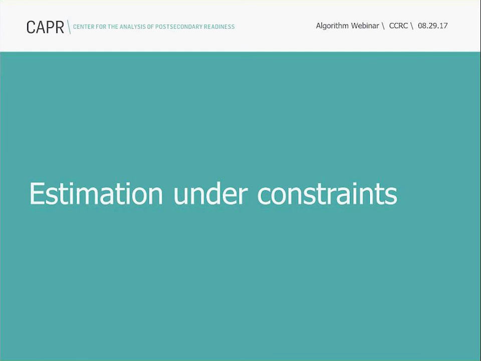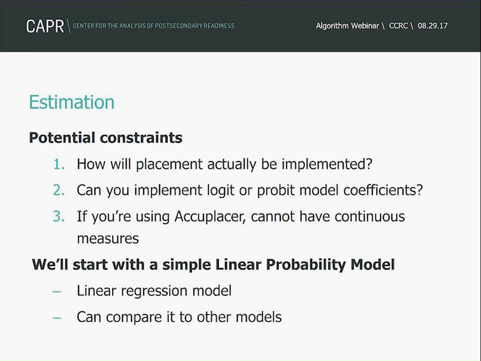All right, so let's talk a bit about estimating the algorithm, and in particular, estimating the algorithm under some of the implementation constraints that might occur. So potential constraints: how will placement actually be implemented, meaning what can actually be programmed in so that you can generate a placement indicator quickly.